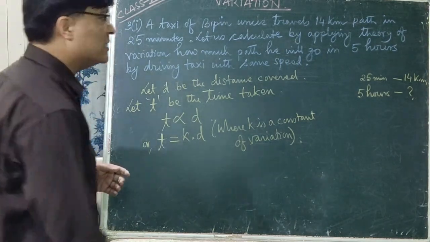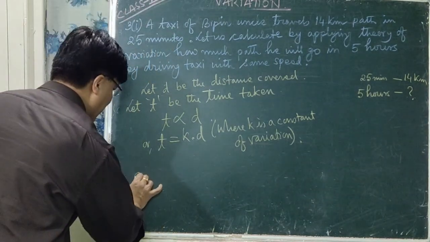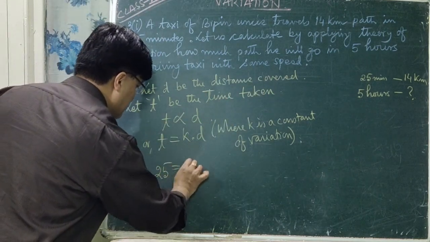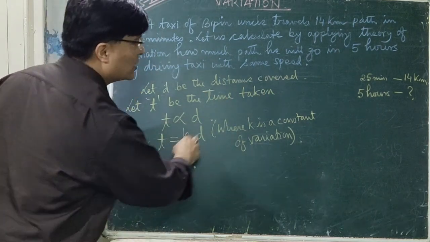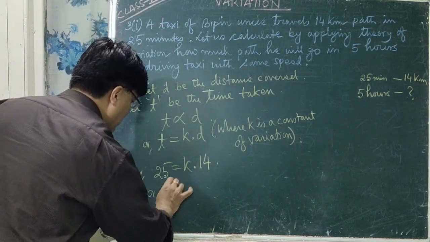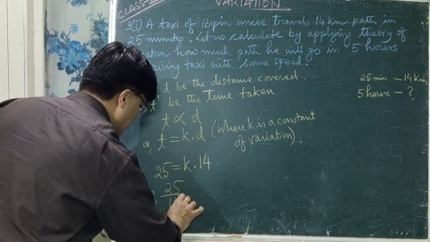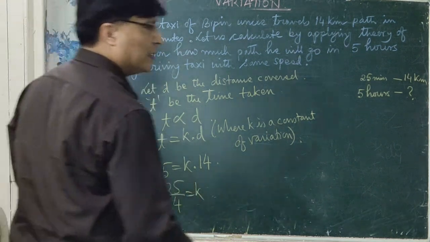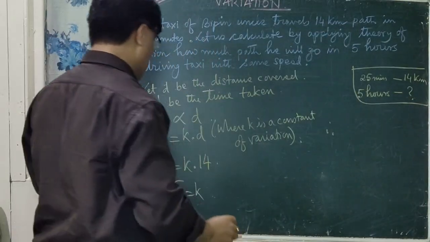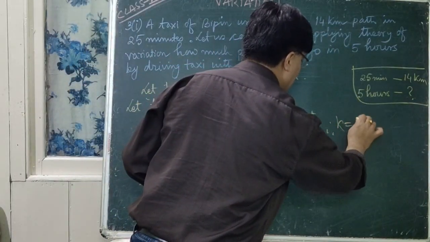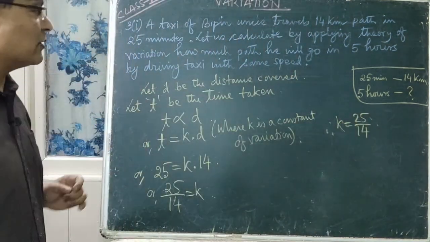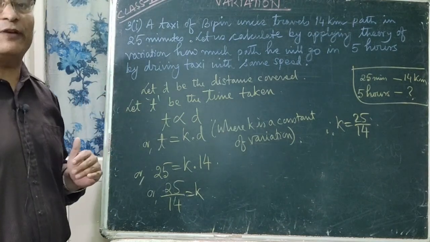Now here the value for t is given. What is the value for t? The value of t is given as 25. In 25 minutes, how much distance does it cover? K into what is the value for d? It is 14. Is that clear? So 25 by 14 is equal to k. What is the value for k here? Your rough work here. So k is equal to 25 by 14. So what is the constant of variation here? It is 25 by 14.